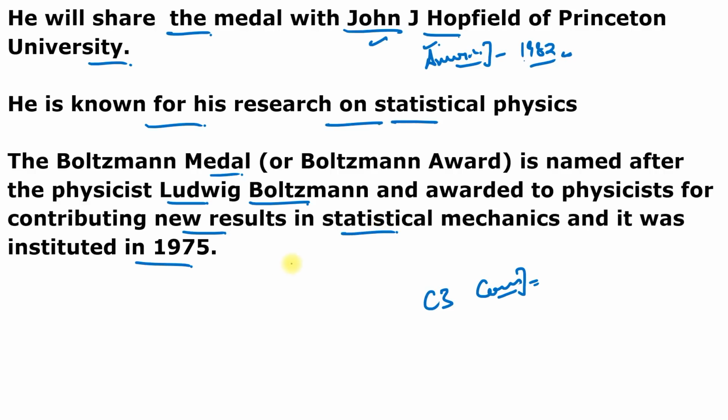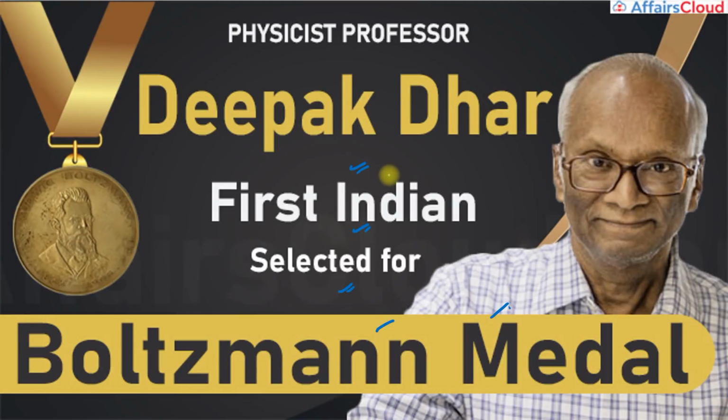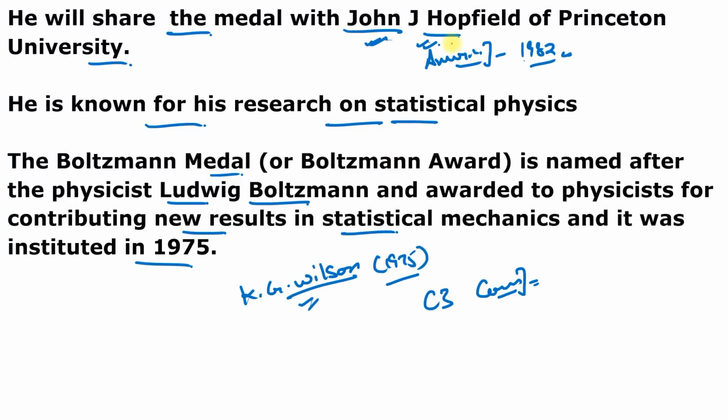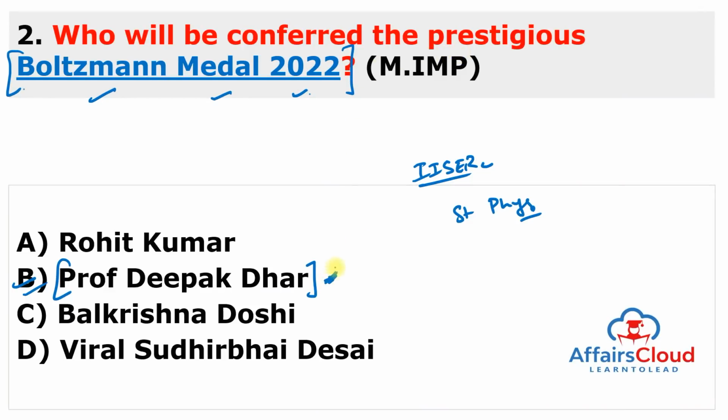But you don't have to remember. And first time this award goes to Kenneth G. Wilson. Kenneth G. Wilson in 1975, it was awarded to this physicist. So just remember, this is Boltzmann Medal and this goes to Professor Deepak Dar, and one person is John J. Hopfield, but John J. Hopfield belongs to America and Professor Deepak Dar belongs to India, and he is the first Indian to be awarded with the Boltzmann Medal, and it is for his contribution in the field of statistical physics. And Professor Deepak Dar is currently professor at the Department of Physics, Indian Institute of Science, Education and Research, which is known as IISER, and it is situated in Pune.